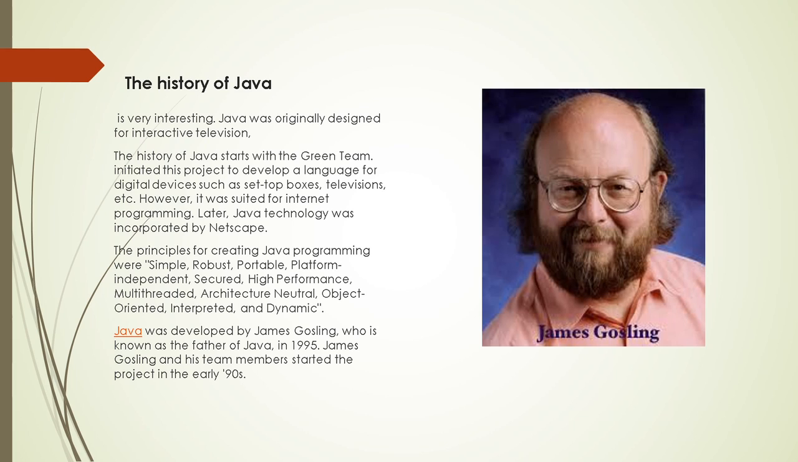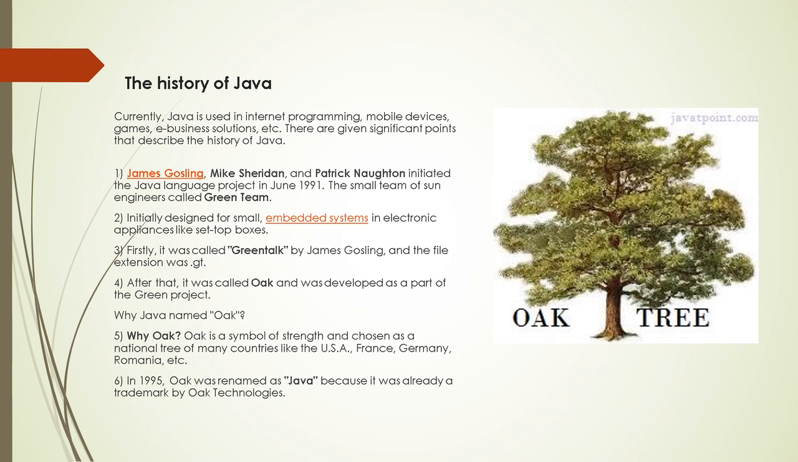But in 1995, Oak was renamed as Java, and it was registered as Java because they changed the name from Oak to Java, as there was a trademark conflict between Oak Technology and this Oak. So there is a conflict between these two. So they changed the name to Java.